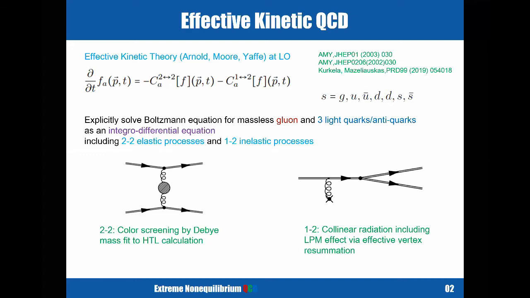And this effective kinetic theory includes both the 2-2 elastic processes, which account for the color screening from the Debye mass, which is fit to the Hudson model calculation, and also the 1-2 inelastic processes. In the 1-2 inelastic processes, we use collinear radiation, including the LPM effect via effective vertex resummation.